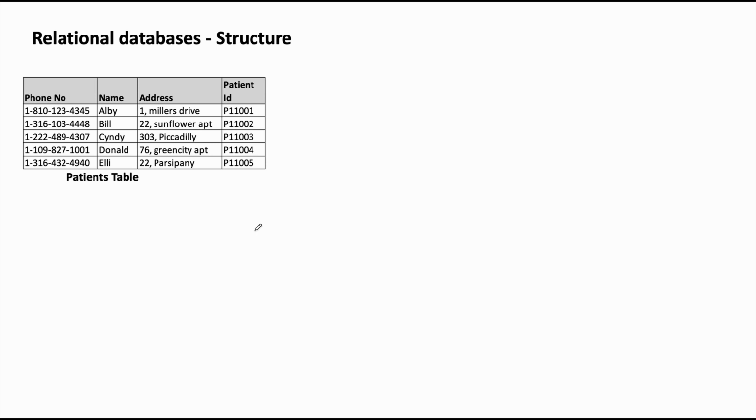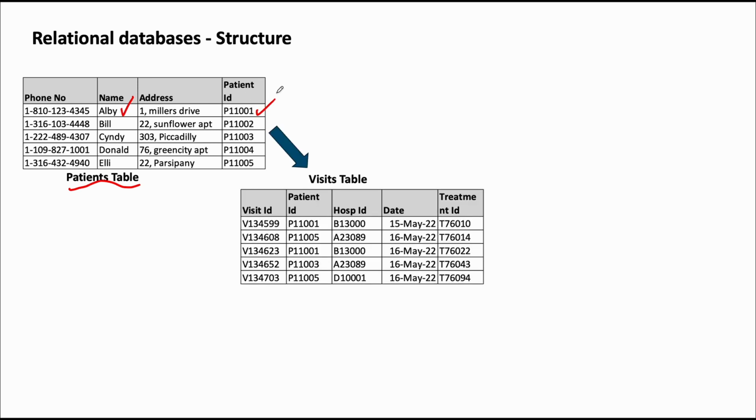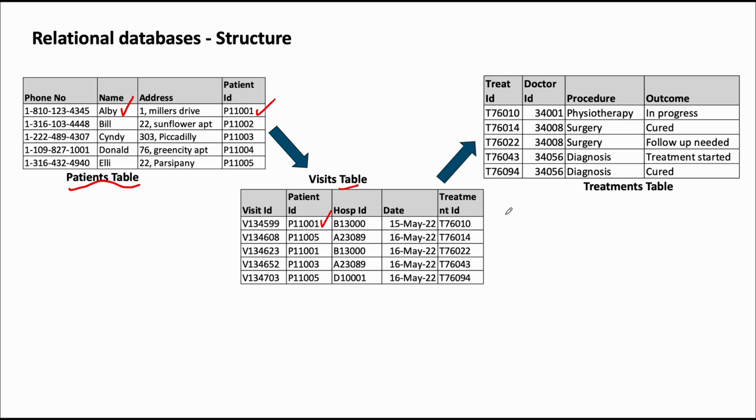So here the first table is the patients table where, for example, I want to get all the details about one Mr. Albi. So I'll go to this table, or my application will go to this table, get the details about this Albi, especially the patient ID, and then the application will go to the visits table and get all the details about the visits for this particular patient. And then the application will go to the next table, which is the treatments table, to get all the details about the treatments which this person has received.